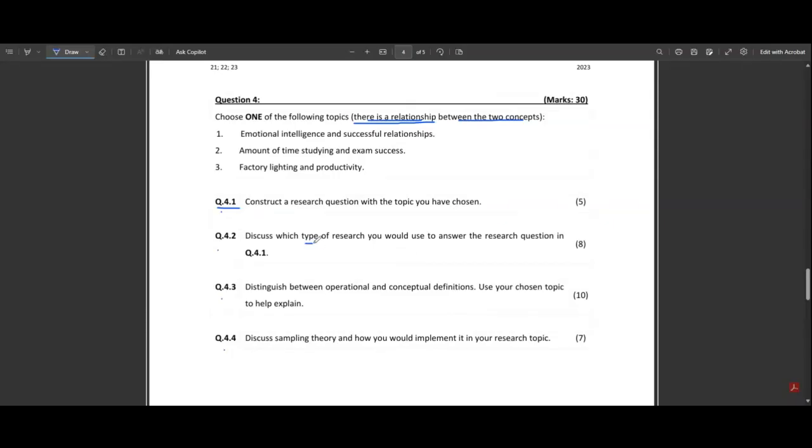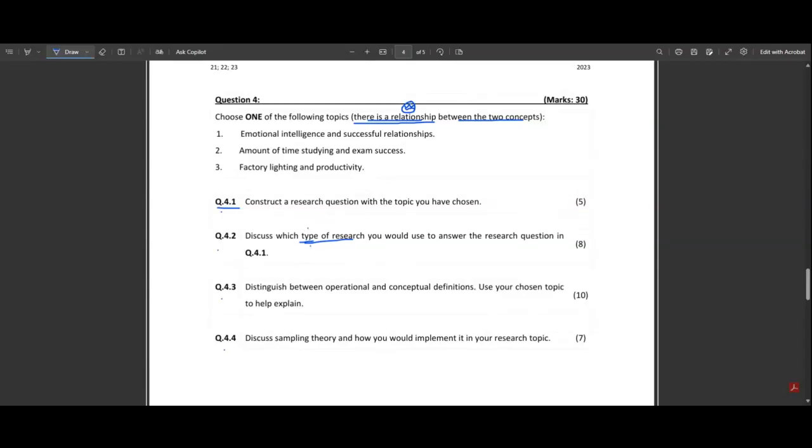Okay, and then discuss which type of research. Honestly, this gave it away for me. Sometimes they leave you giant Easter eggs in your question paper. They've told you here there's a relationship between these concepts, so that already gives you your answer. You're looking for quantitative, but more specifically, remember, type of research: correlational.